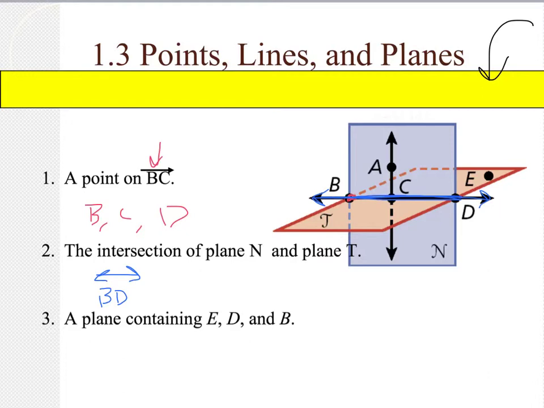Now, I'm going to erase that piece of it, and we're looking for the plane containing E, D, and B. So the plane of E, D, and B, looking at here, here's E, here's D, here's B. That looks to be on this red plane, which is plane T. That is a T, it looks similar to a J, but that's the same thing. Okay? Alright, moving on.